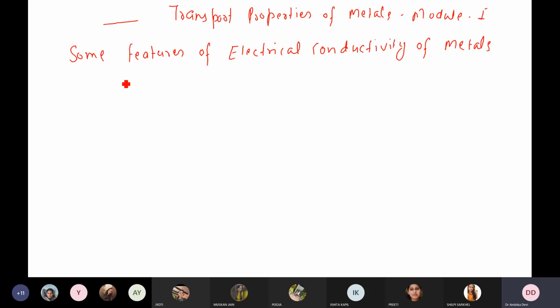Apart from the deviations in the special cases or under extreme conditions, the general features of electrical conductivity of matters are, number 1, the current density in the steady state is proportional to the field strength, means applied electric field.